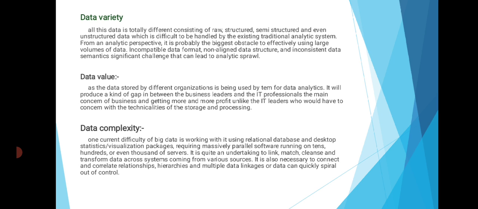Another main issue in big data is data compatibility. One current difficulty of big data is working with and using relational databases and desktop statistics and visualization packages, requiring massively parallel software running on tens, hundreds, and even thousands of servers. It is quite an undertaking to link, match, cleanse, and transform data across systems coming from various sources. It is also necessary to connect and correlate relationships, hierarchies, and multiple data linkages, and data can quickly spiral out of control.